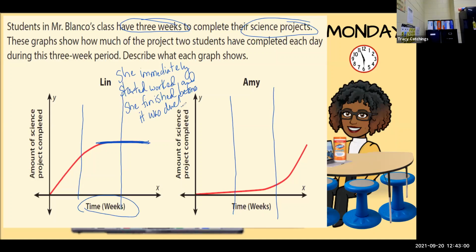She just started working on it immediately. She almost waited till the last minute. Did she ever finish? No. Yes, she did. So we can say she waited until the last minute, and she worked until the 3 weeks was up.